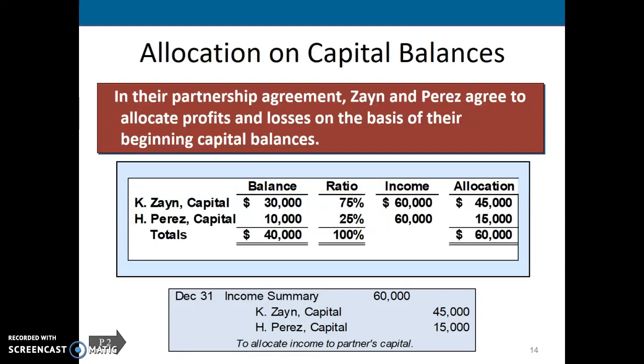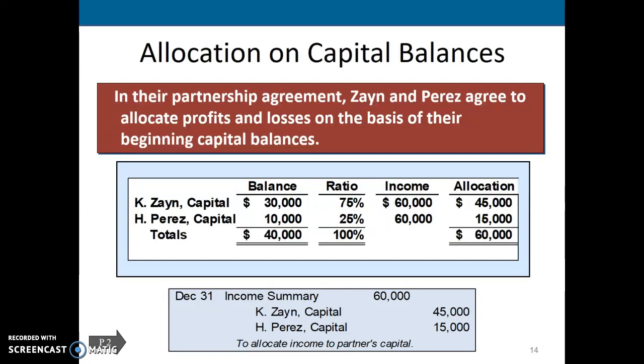This would be the same if it was a loss. If it was a loss, we would still allocate 75% of the loss to Zane and 25% of the loss to Perez. But again, we're using the example where we have a net income of 60,000. So we take 75% times 60,000, and we get 45,000 that goes into Zane's capital. Then for Perez, we take 25% times 60,000, and 15,000 is allocated to Perez's capital.